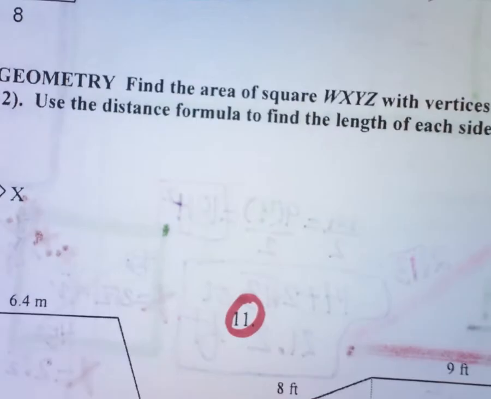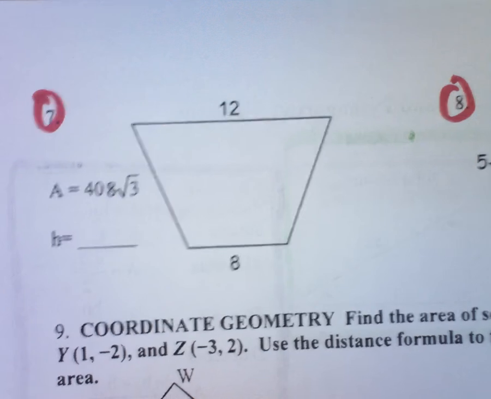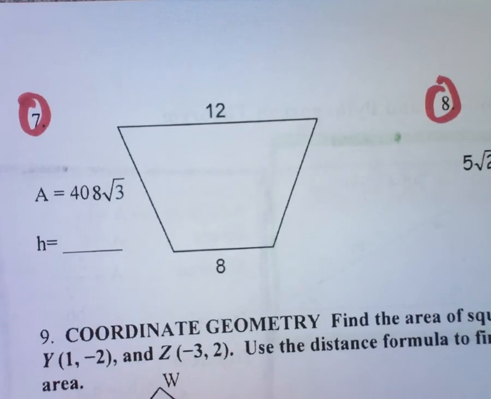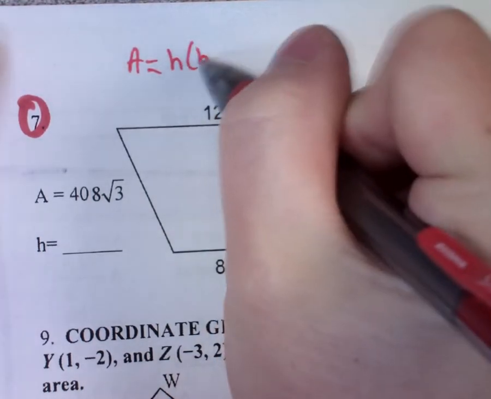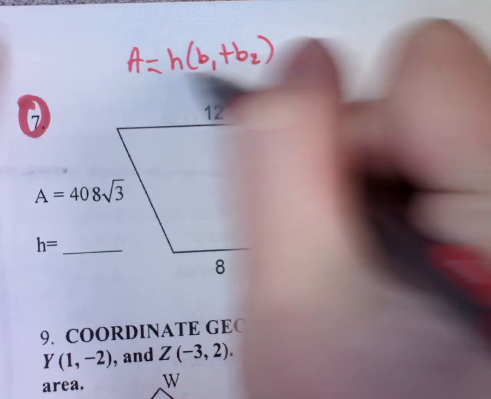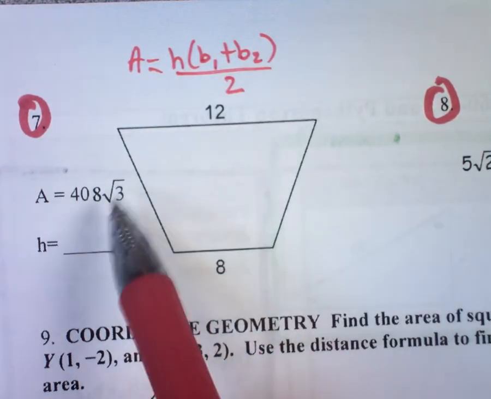Number 7 is kind of like the number 13 that I did that I blinked on yesterday. Where are you? I tried to make it so big so you guys could see well. Okay, what shape are we looking at? Trapezoid. A trapezoid. So I'm going to go height times base 1 plus base 2 over 2. And then I'm just going to start plugging in things I know.